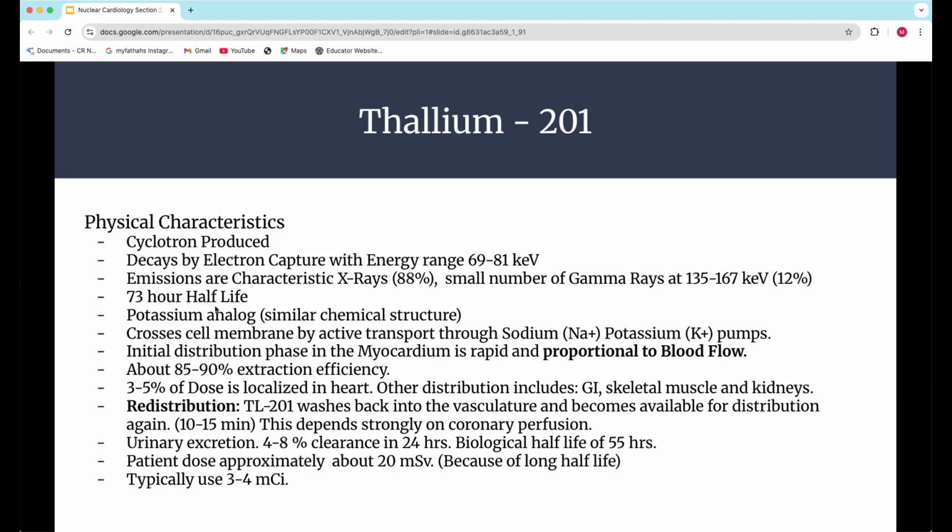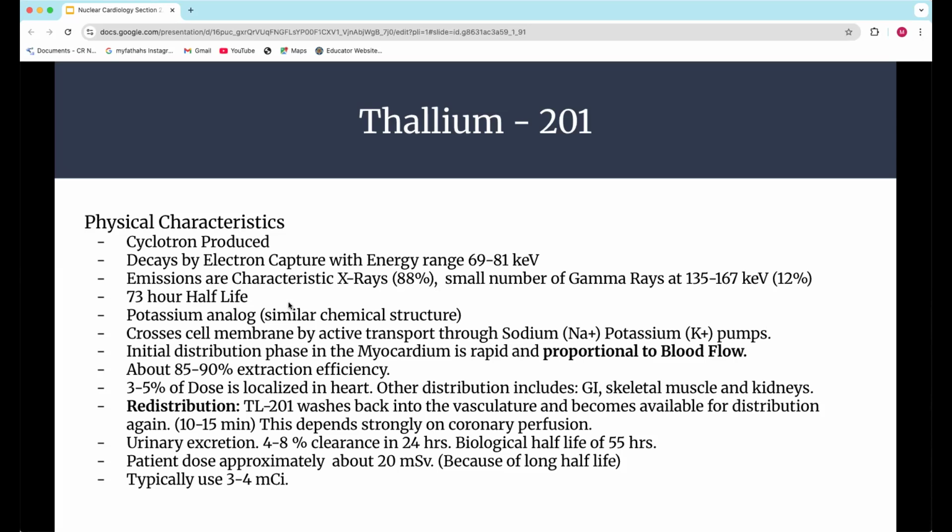So this is a 73-hour half-life. We don't love that for patient dose, right? It's a really long half-life. They're getting those low energy X-rays for quite a bit of time. So this exposure is not great with this.